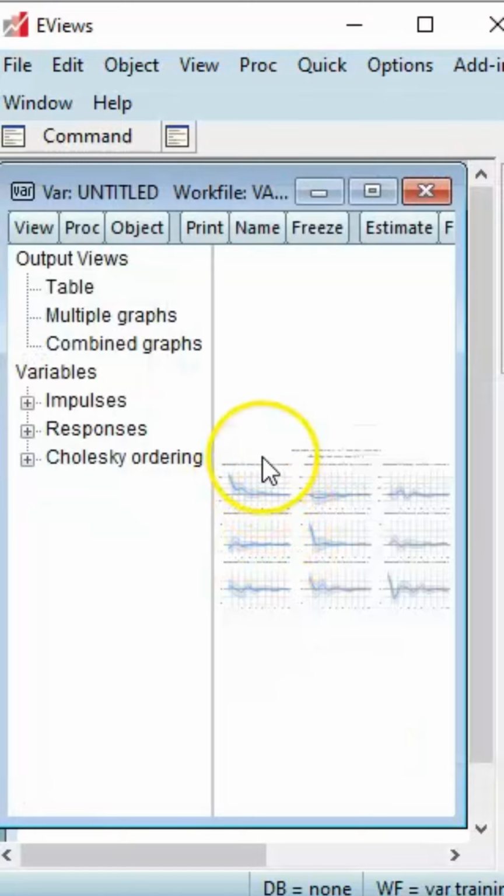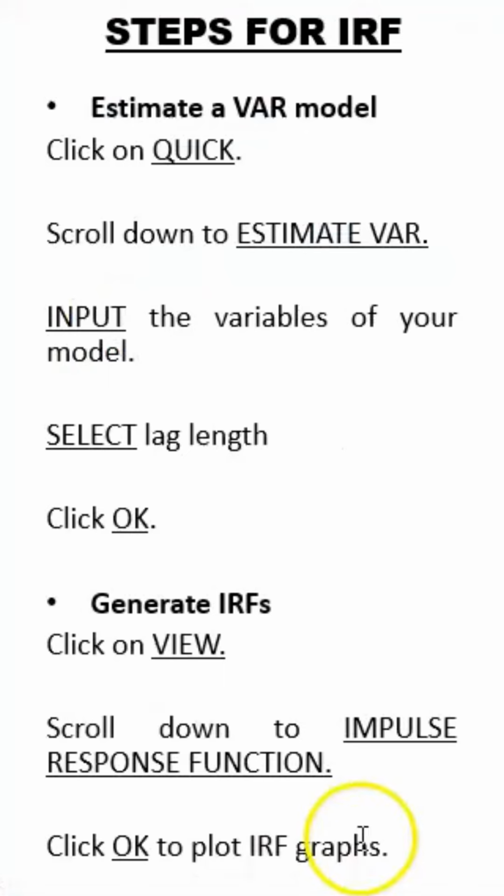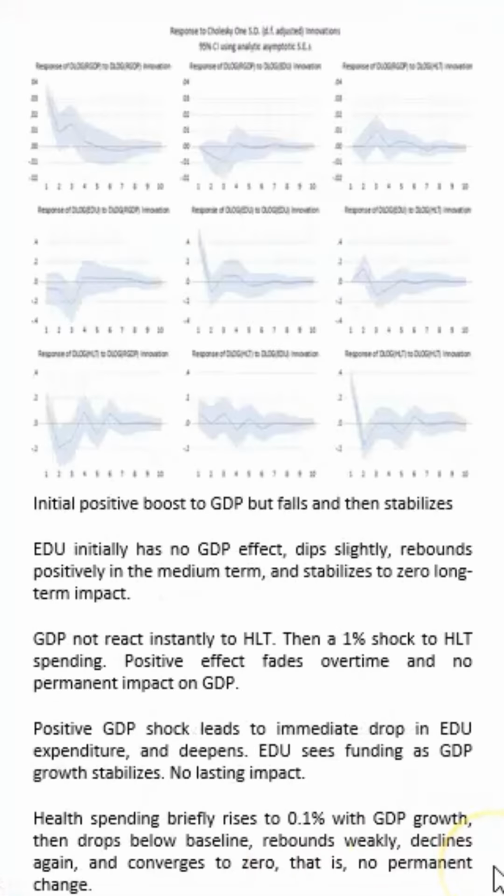Now, this is the impulse response function graph. Let us have an expanded view of it. Okay, looking at the graphs, see the first one, response of GDP to GDP, shows that initial positive boost to GDP but falls and then stabilizes.